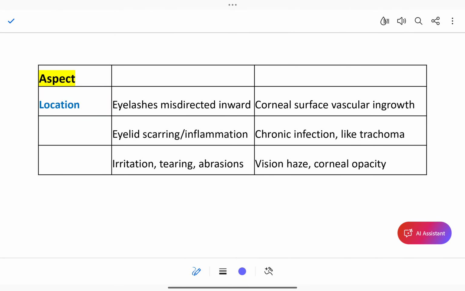Trichiasis and pannus. What is the location of trichiasis? Eyelashes misdirected inward. Key point is eyelashes inward. Pannus: corneal surface, vascular, inward, corneal surface.